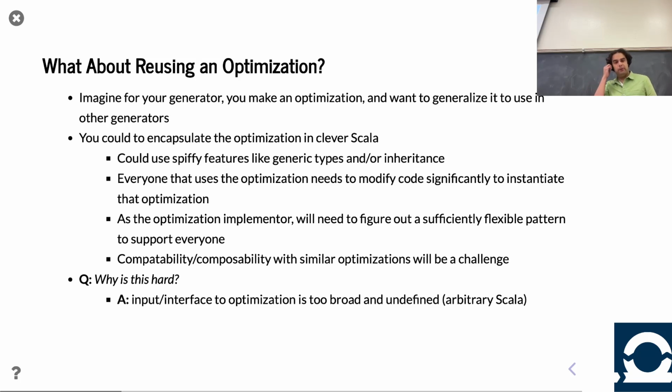So maybe if you're really, really, really clever, if you're Scala and a good programmer, you could try to do this all in Scala, right? You can say, you know what? I'll make this really clever Scala class that has some sort of generic types, maybe inheritance, such that if someone else wants to build a generator that uses my optimization, they just need to extend my class and do certain things, perhaps implementations of certain abstract methods, and they could do that, right? And so at first it seems like this might work, and the answer is, yeah, it might work.